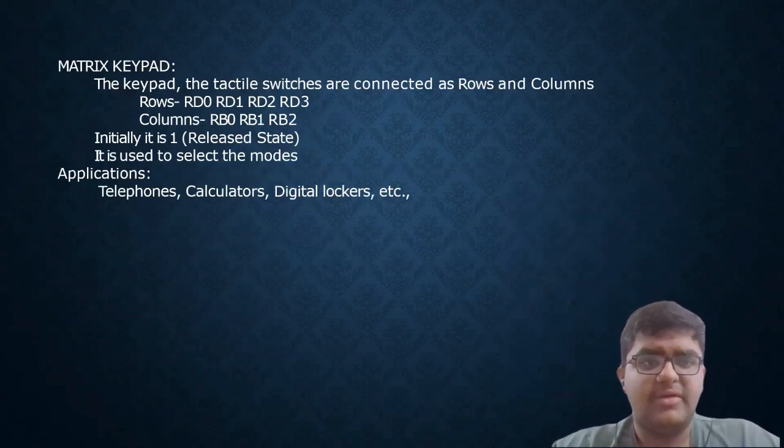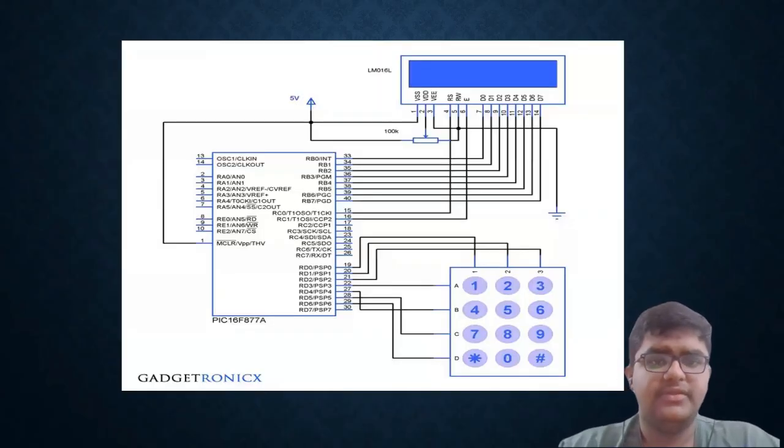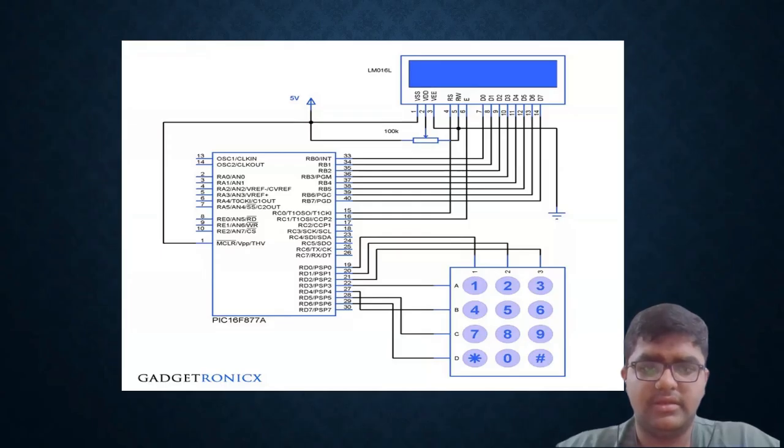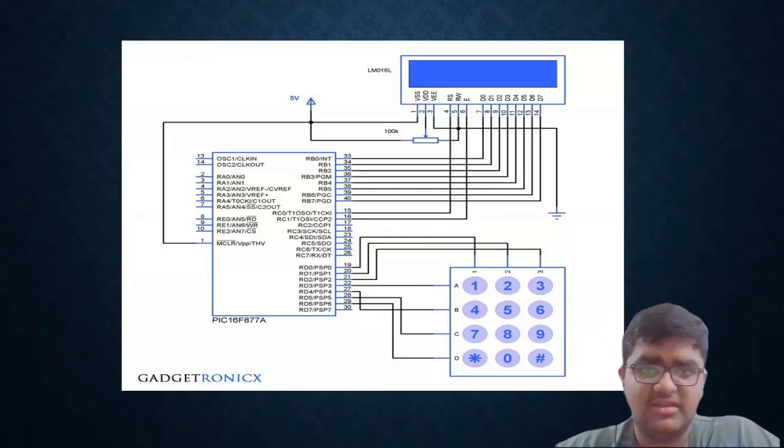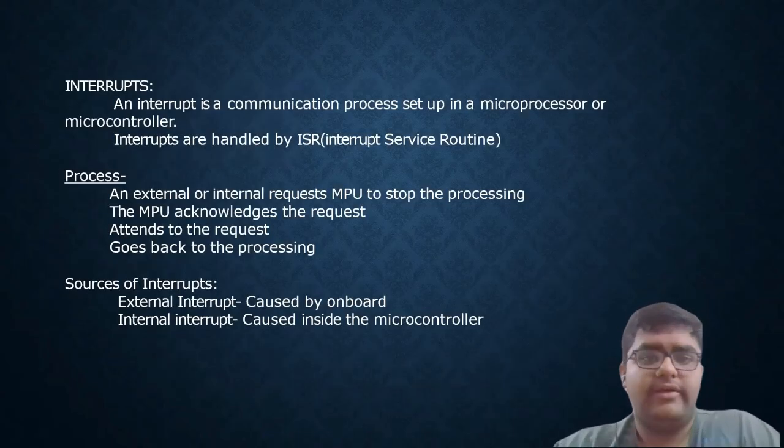Now, the matrix keypad is just a matrix of tactile switches that are connected in rows and columns. Its applications are everywhere, as you can see in calculators, digital loggers, and telephones, etc. Here is the basic circuit which we will be implementing in the PICgenios board. And here you can see the keypad and LCD connected to the PIC16.